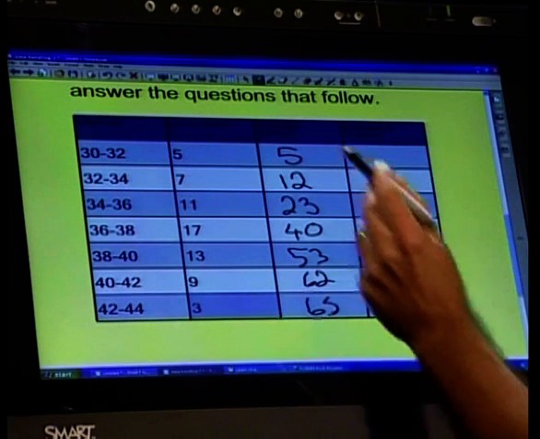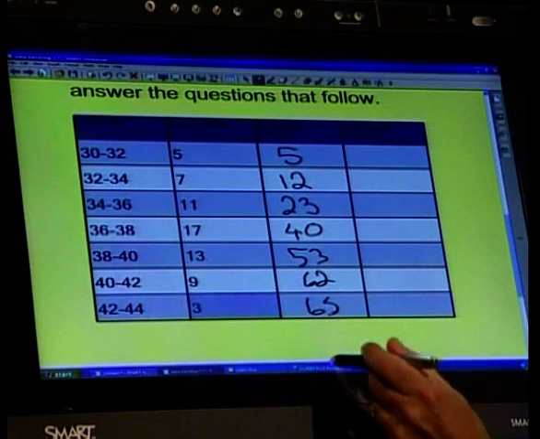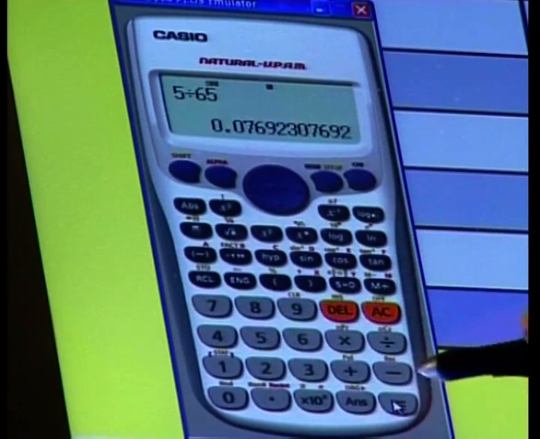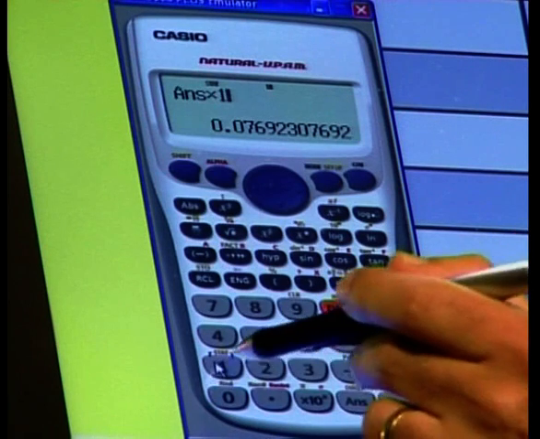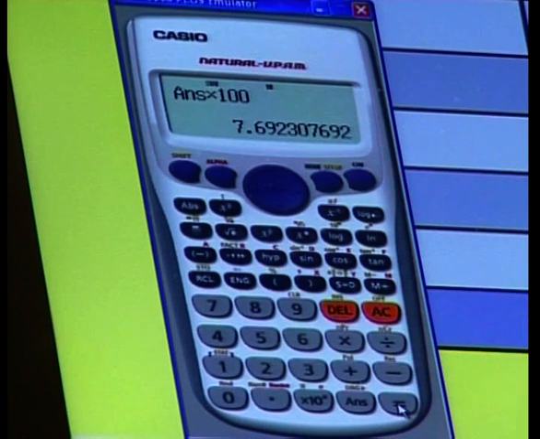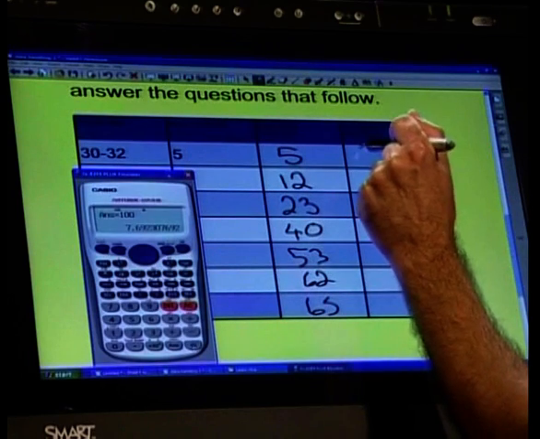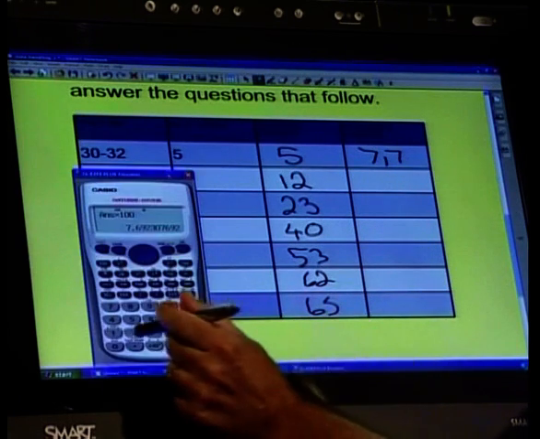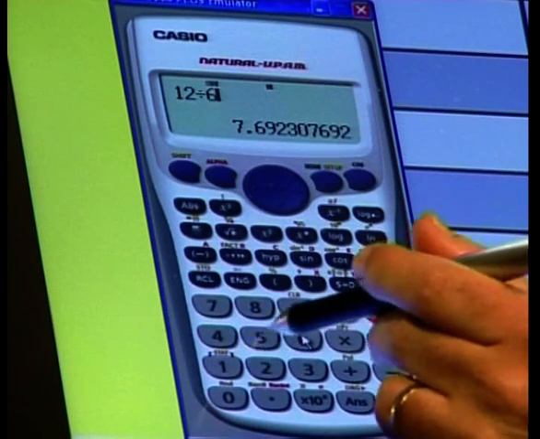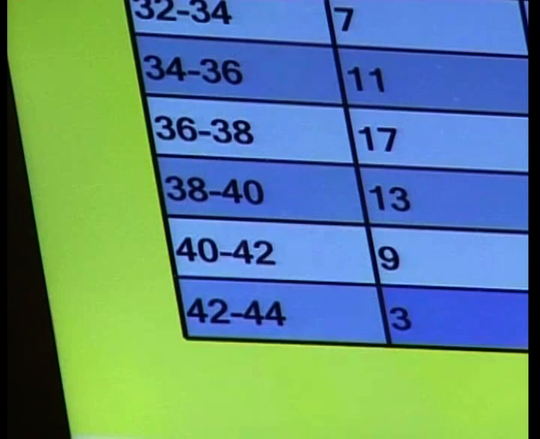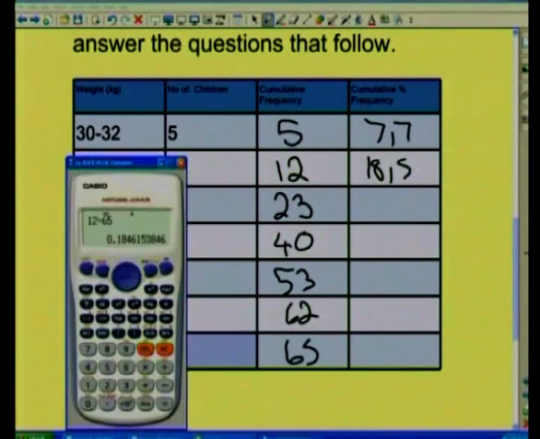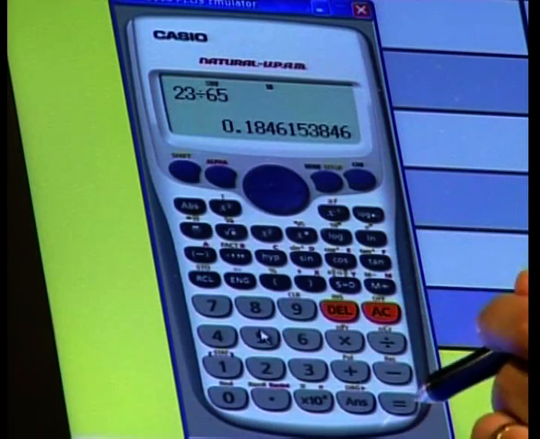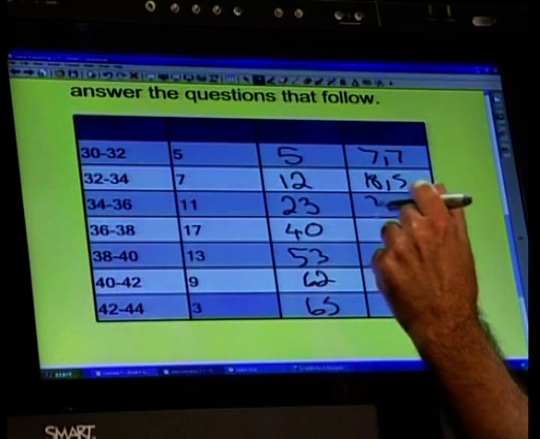To calculate the percentage, we're going to say 5 out of the total, which is 65. Again, we'll need our calculator for this. 5 divided by 65 equals, multiply by 100 to get the percentage. And we've got 7,6. Let's make it 7,7%. Now, 12 divided by 65 gives us 18,5%. 23 divided by 65, sorry, that will be 35,4%.